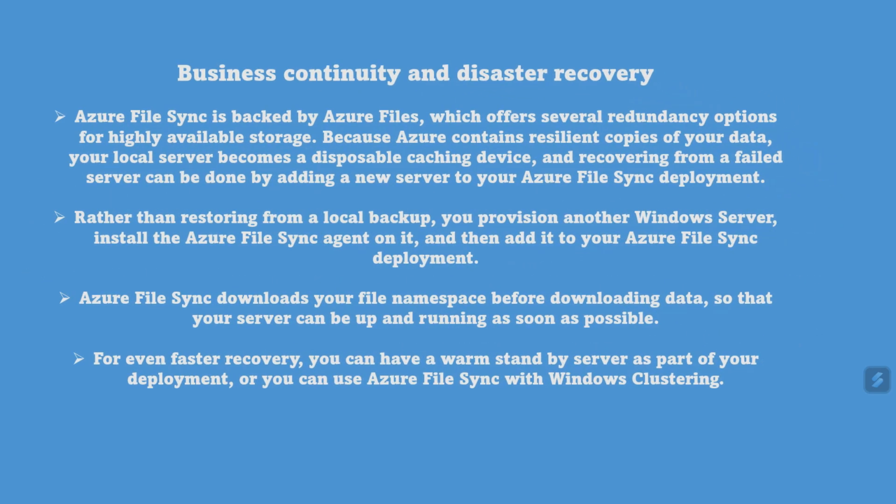After that, business continuity and disaster recovery. Now look at it. Suppose your on-premise data is gone, right? What will happen? All the syncing has already been done on the Azure file share. So all you need to do is just deploy a new server in the environment, and Azure File Sync will sync the data between the Azure file share and the server, and all your data will be retrieved. So it acts as a backup as well. Besides that, there is a clustering concept you can utilize with Azure File Sync.